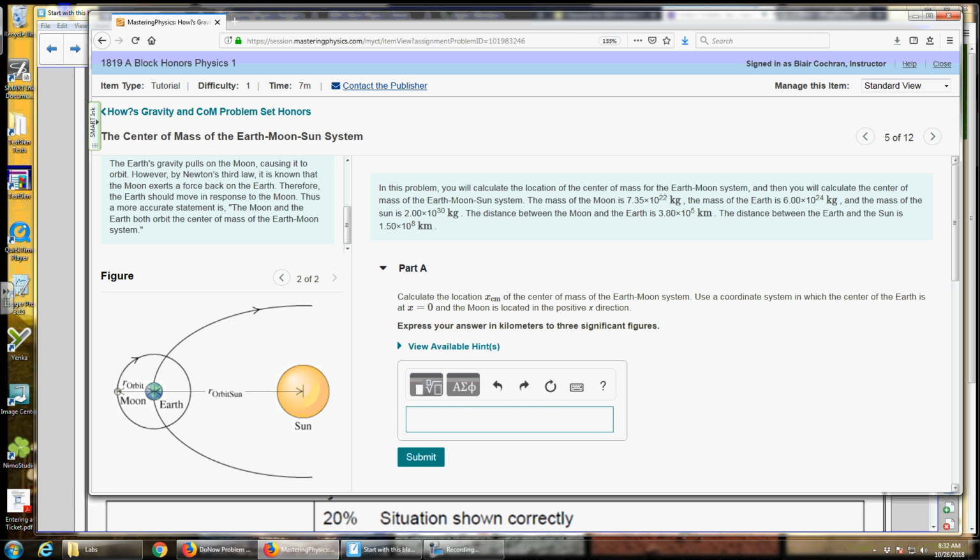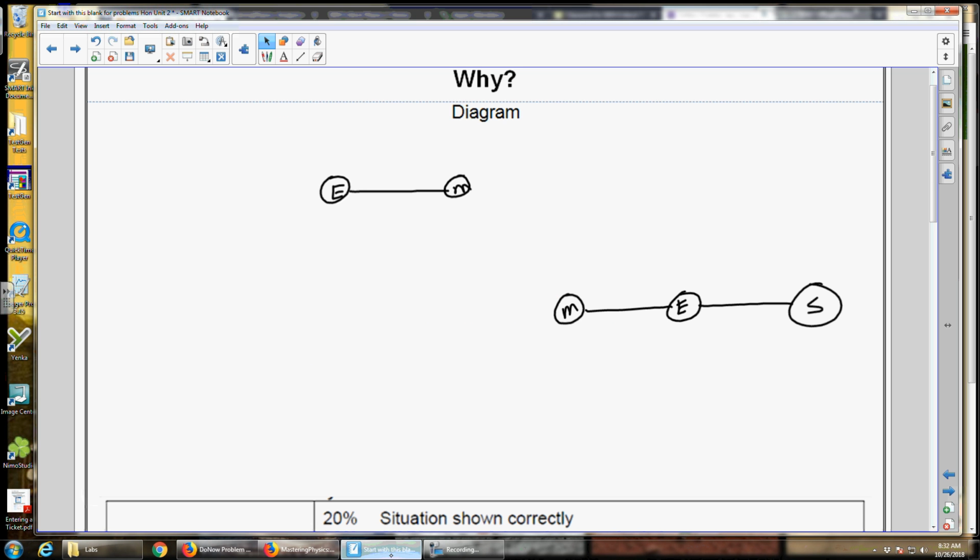So, the center of the Earth is at x equals 0. The moon is located in the positive x direction. So, I'm going to say that this is 0 here. And then this would be the mass of the Earth. This would be the mass of the moon. This would be our Earth, Moon. Where do I think the center of mass is going to be in that? Where do I guess? Close to the Earth. Like here? Yeah. And that's really just a guess, right?